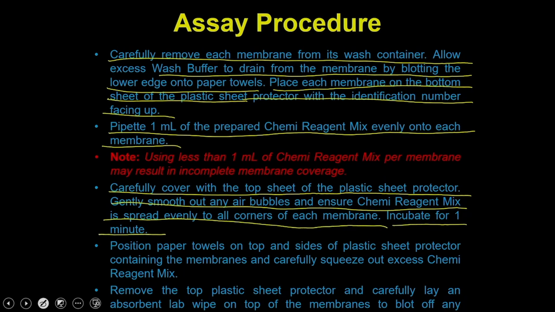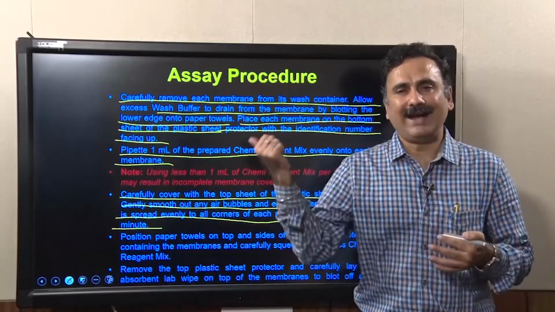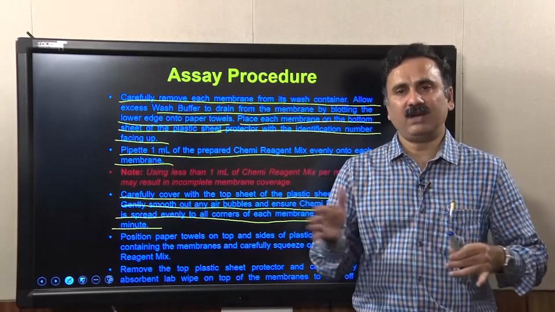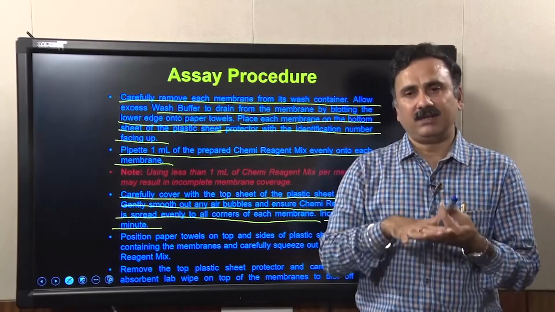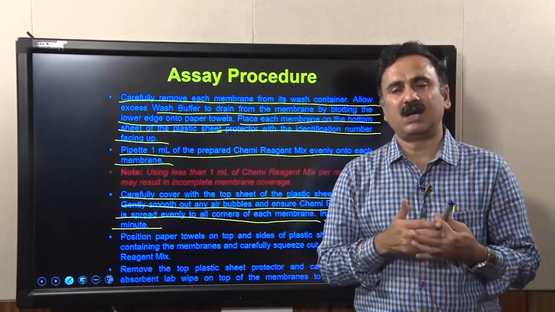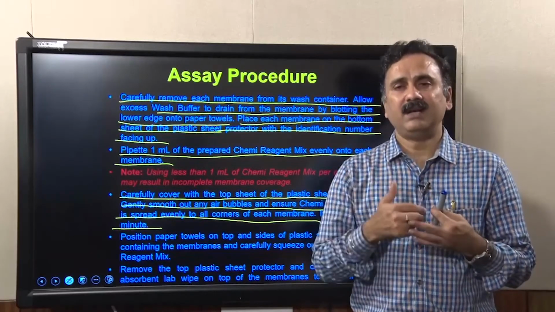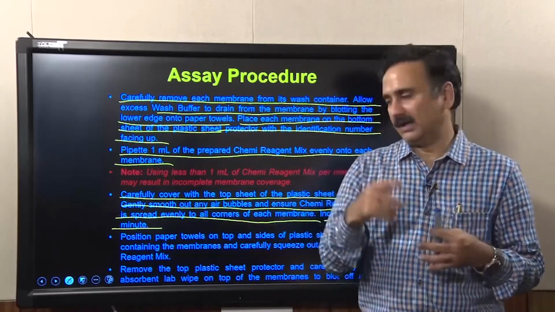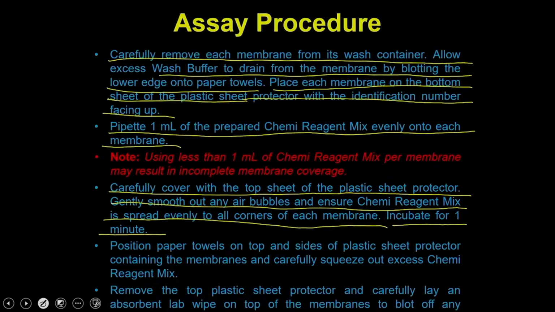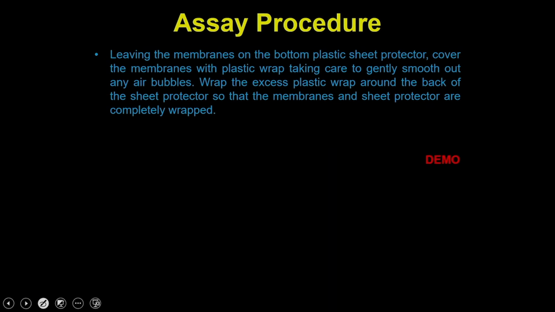Incubate for 1 minute and then acquire the image. Once you add the chemiluminescent reagents, you have to wait for 1 minute so that the substrate present in the chemi reagents is processed by the enzyme and gives you the signal, and then you have to capture the image. Then you wrap the excess plastic around the back of the sheet protector, so that the membrane and the sheet protector are completely wrapped.